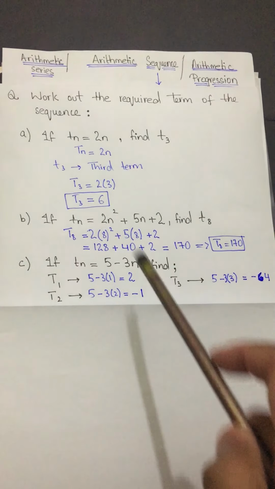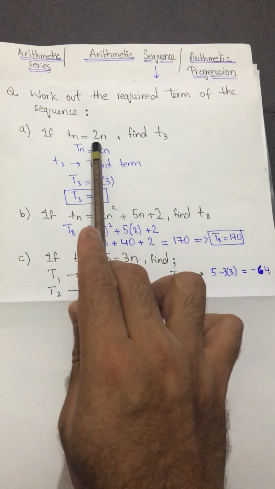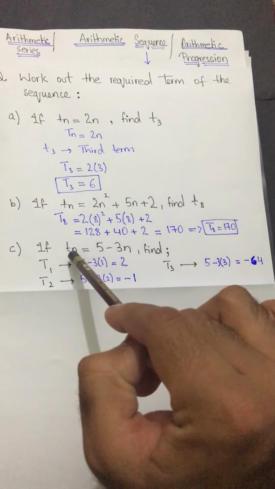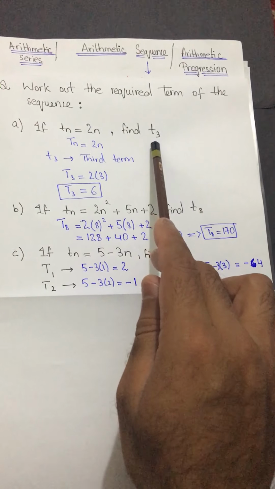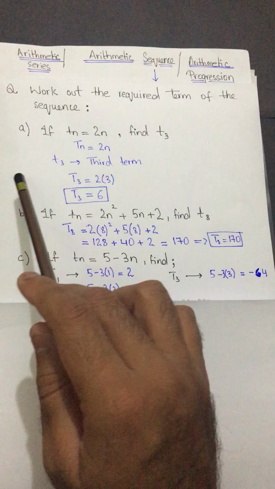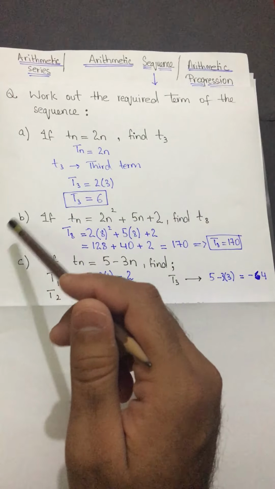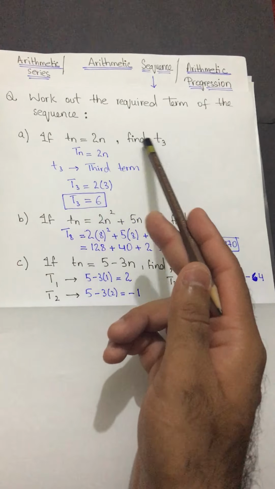Question number 2 is we have to find out some terms, and we have been given the general term. A general term has been given to us in every part, and we have to find the required term. In the first part, this is basically a solved question, and this is a very easy question. We just have to put the values of n in the general term in order to find the required term.